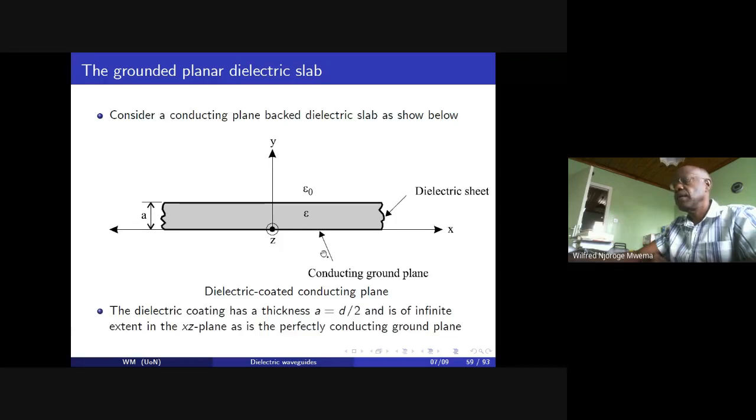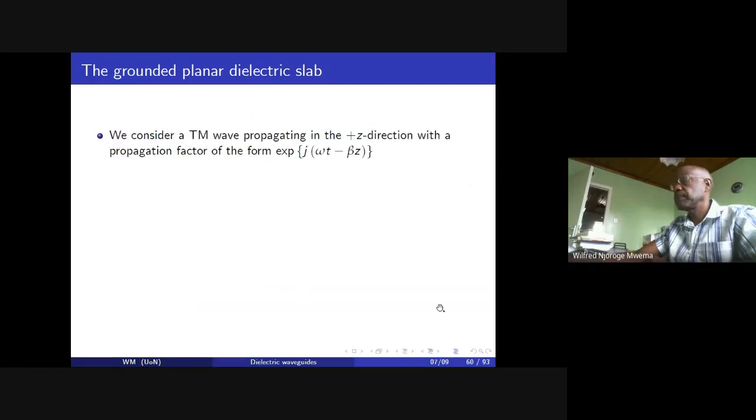So the dielectric coating will have a thickness a given by d by 2 and is of infinite extent in the x-z plane, as is the perfectly conducting ground plane as well. So we consider TM waves propagating in the z direction with a propagating factor of the form exponent of j omega t minus beta z.